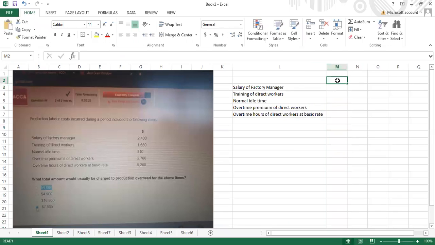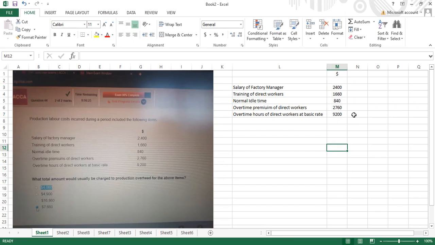You see that $2,400 is the salary of factory manager, 1,660 is the training for direct workers, 840 is the charge for idle time, and then 2,760 and 9,200.